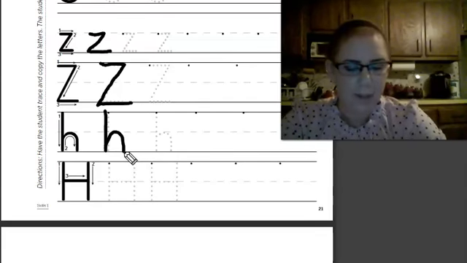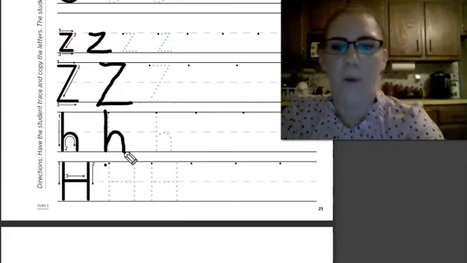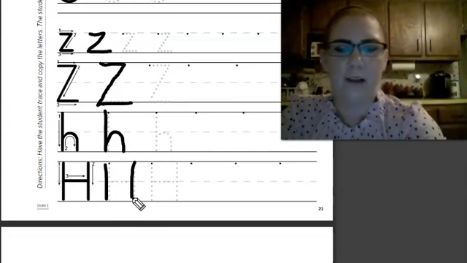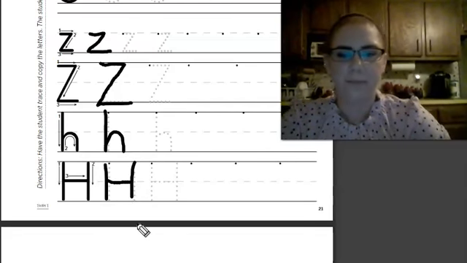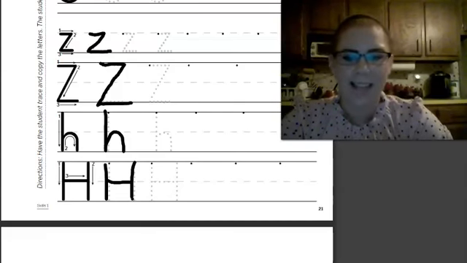For the capital H, you're going to start on the top, draw one long line down, leave a little space, draw another long line down, and then draw a line in the middle connecting these two lines. Just like this. Make sure you don't cross over the lines. It's not like a T.